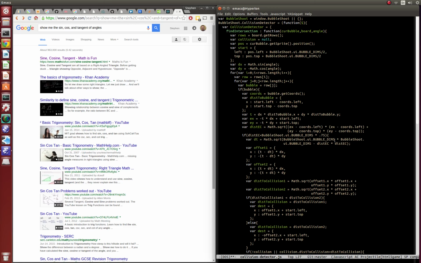bubbleshoot.ui.bubbledims times 0.75. Okay, so that's just saying we've made it a little bit less than it needs to be. Instead of being 0.88, which is what it should be, 44 divided by 50, or 50 divided by 44, we've instead made it 0.75 just so you can squeeze by bubbles rather than narrowly hit them. Math.square root. Same thing, this is a distance function.